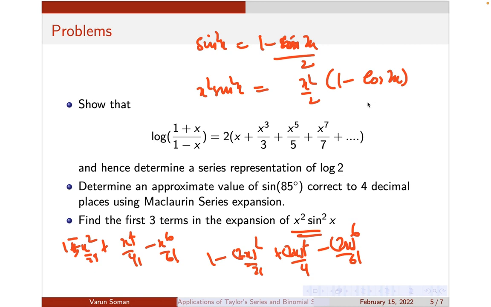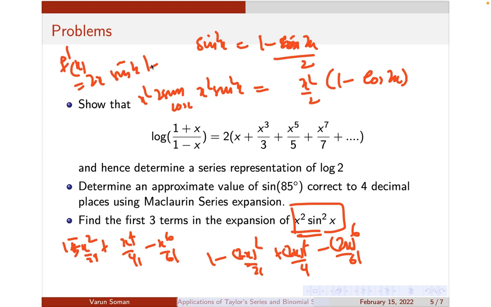That is one way. Or the other way, you can directly use the formula. This is your f of x. So your f of 0 will be 0. F dash of x would be 2x into sine square x plus x square into 2 sine x into cos x. So you can again take f dash of 0. If you do that method, there will be some computational labor involved there. So it is better if you can use the familiar expansion there also. Okay, so these are some different problems using the Maclaurin series expansion.